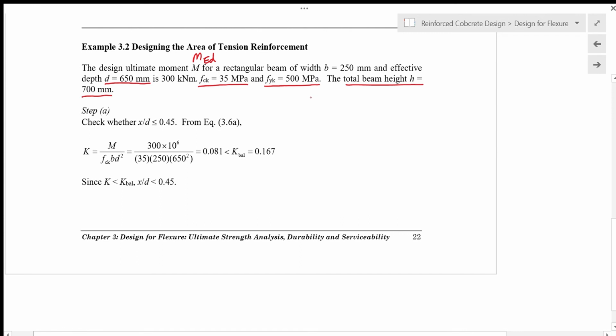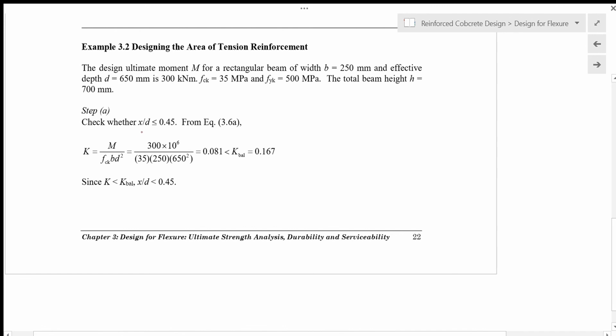So in design, normally we equate MED to MRD. The requirement is that MRD should be at least equal to MED. For simplification's sake, we just equate MED to MRD in our design. So first of all, let's look at how we start with the design calculation.